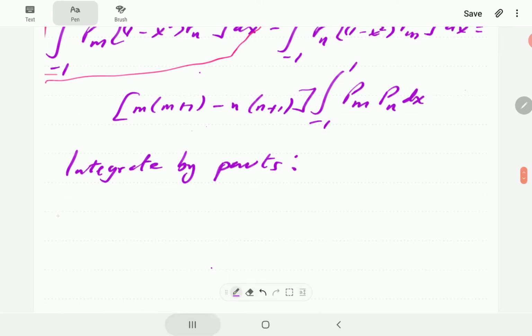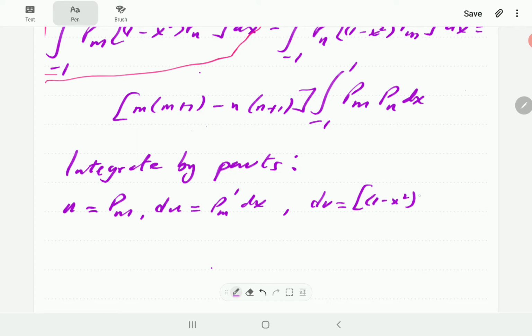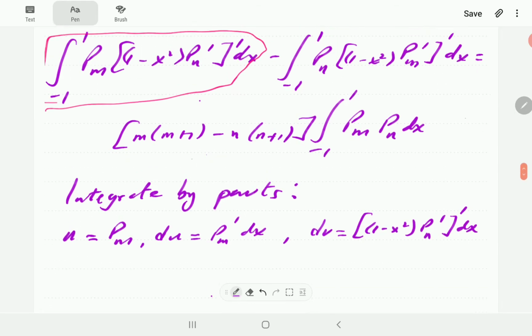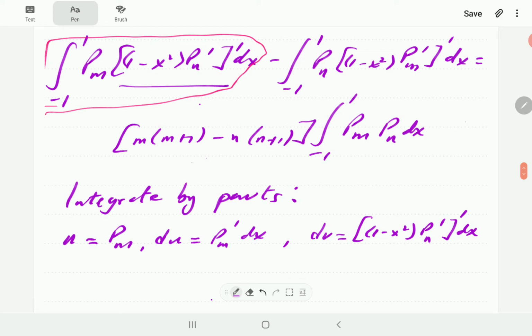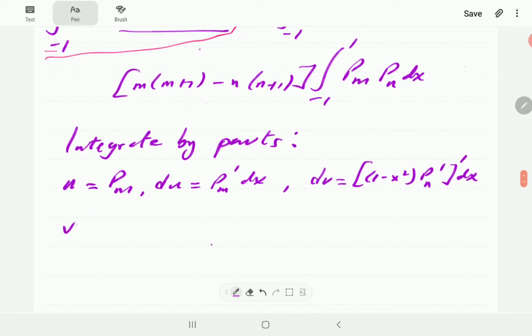So what's going to happen is we're going to let u be Pm. Remember, Pm is a function of x, so du is going to be Pm prime dx. We're going to let dv be (1 minus x squared) Pn prime dx, just this part of the integral. Then v is going to be (1 minus x squared) Pn prime.